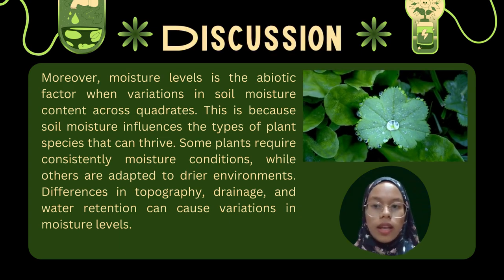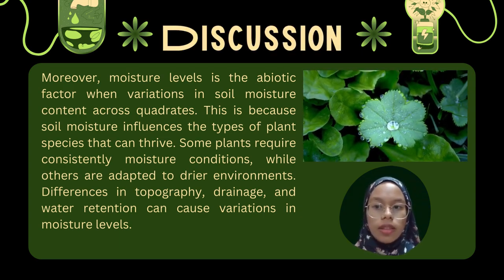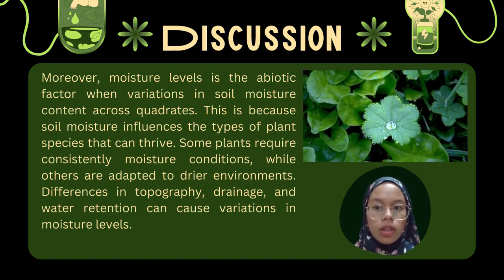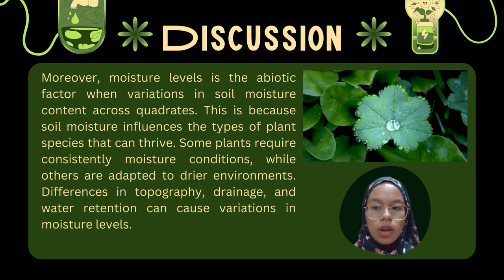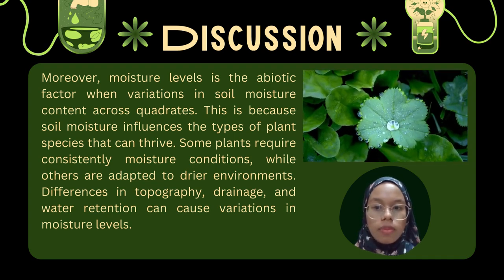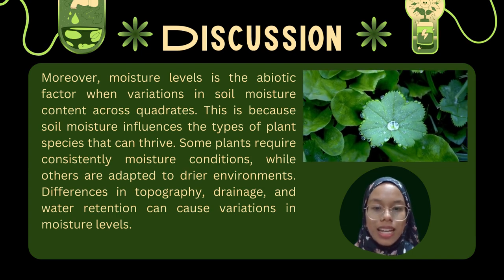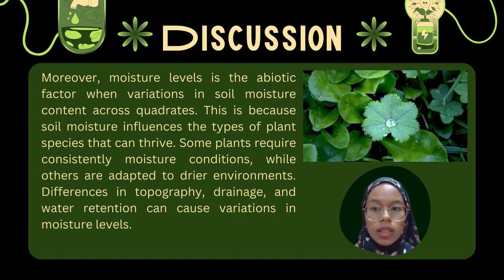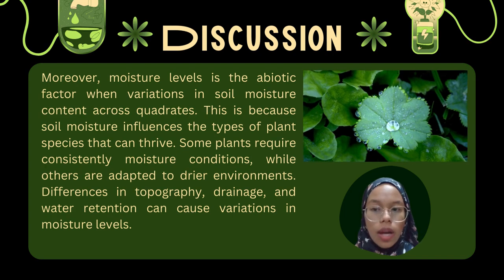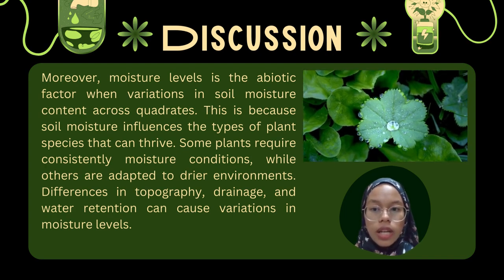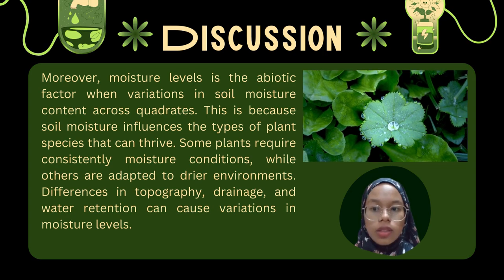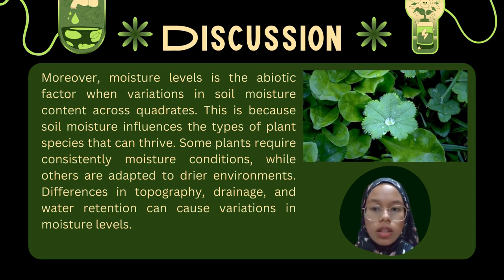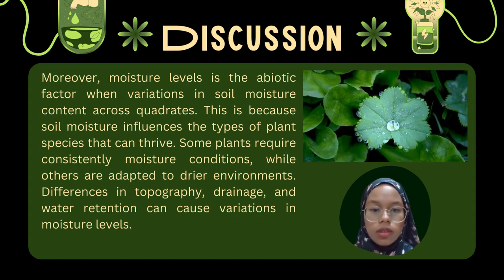Moreover, moisture level is an abiotic factor, seen in the variation of soil moisture content across quadrats. This is because soil moisture influences the types of plant species that can thrive. Some plants require consistently moist conditions, while others are adapted to drier environments. Differences in topography, drainage, and water retention can cause variation in moisture levels.